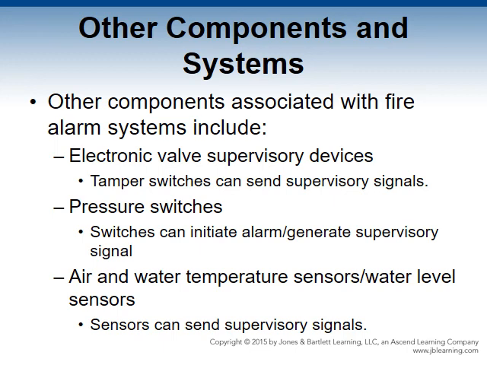Finally, air and water temperature sensors. Air and water temperature sensors provide a way to monitor the temperature and condition in the room that houses the fire protection equipment and the water used for the fire protection devices. If the temperature falls below a certain threshold, a supervisory signal is sent to the monitoring facility. Water level sensors may monitor the amount of water in the storage tank. If the water level falls below a certain threshold, a supervisory signal is sent to the monitoring facility.